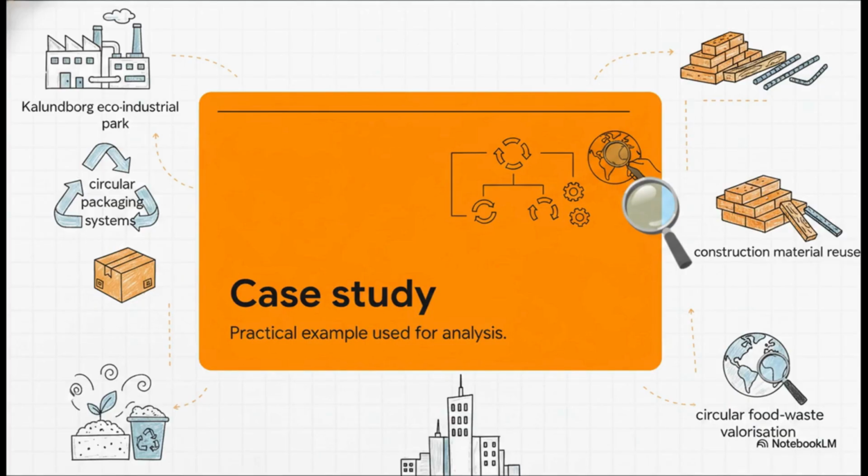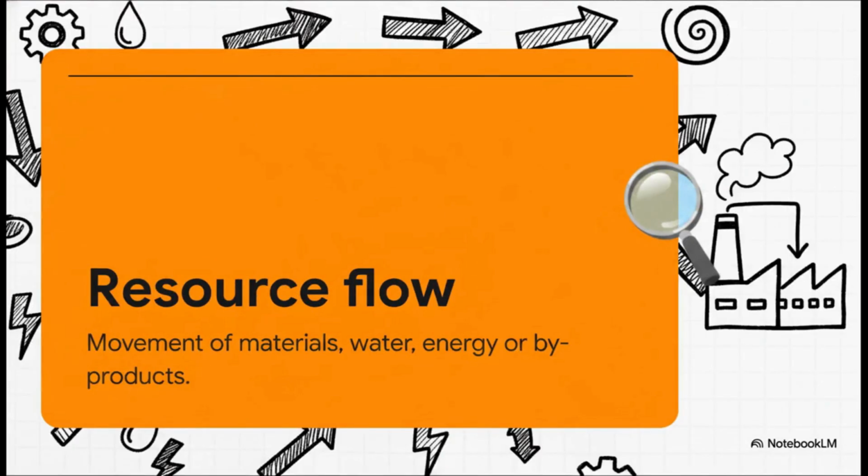Think of things like the famous Kalundborg Eco-Industrial Park, circular packaging systems, construction material reuse, or even how specific cities are handling circular food waste valorization. Next is resource flow. This represents the movement of materials, water, energy, or byproducts. This is the actual physical or energetic exchange we'll be tracking. You know, like detectives. When a factory's excess steam becomes a nearby facility's heating source, that literal movement is the resource flow. You've got to follow the flow to really understand the system.